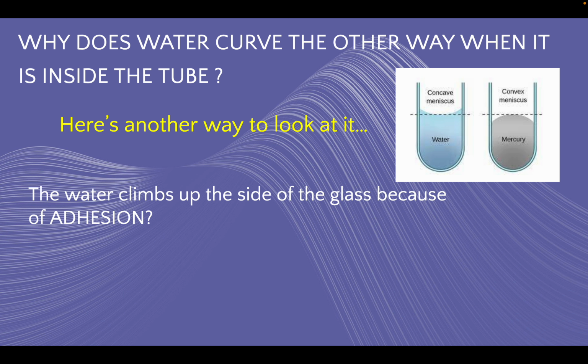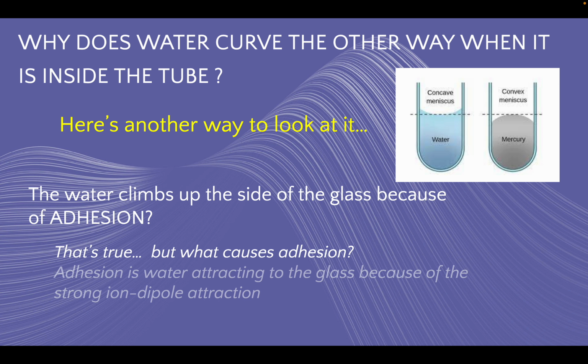So here's another way to look at it. In biology, your teacher said, oh, the reason that water climbs up the surface here is because of capillary action or adhesion. Those are two terms. But in chemistry, we don't really talk about that because we are interested in interparticle forces. So we're going to say, okay, adhesion, what is it? What causes it? Adhesion is caused by the water particles being more attracted to the ions.